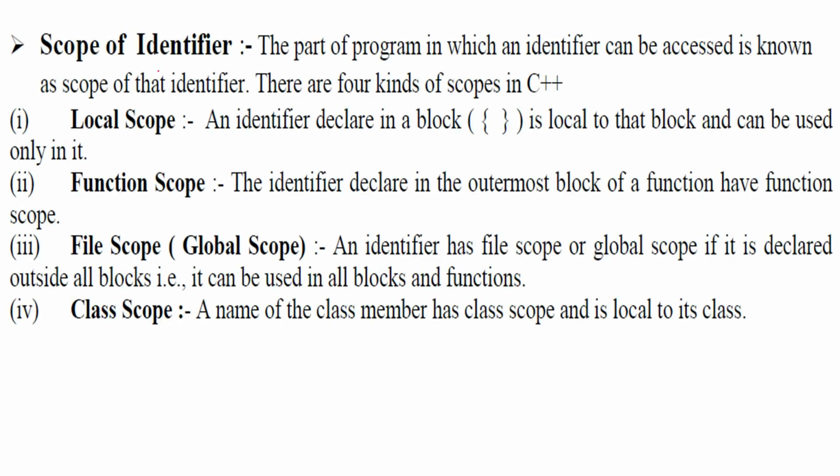What is the scope of the identifier? The part of the program in which the identifier, variable, or value can be accessed is known as the scope. So we have four kinds of scope. That is the local scope. In the block, only in the braces, the identifier declared in a block is local to that block, and can only be used inside these braces, not outside.